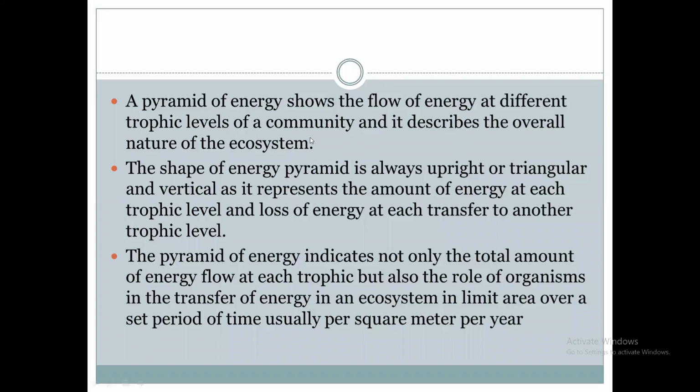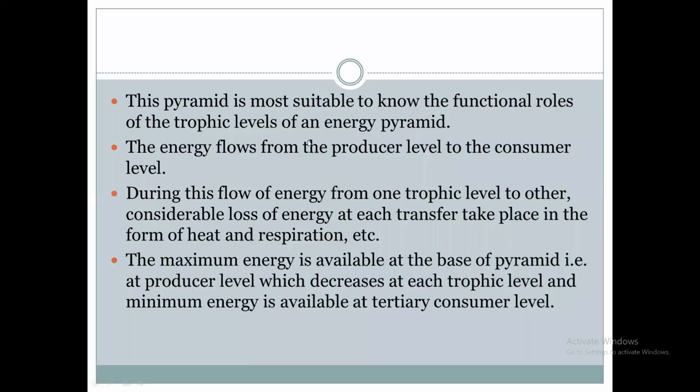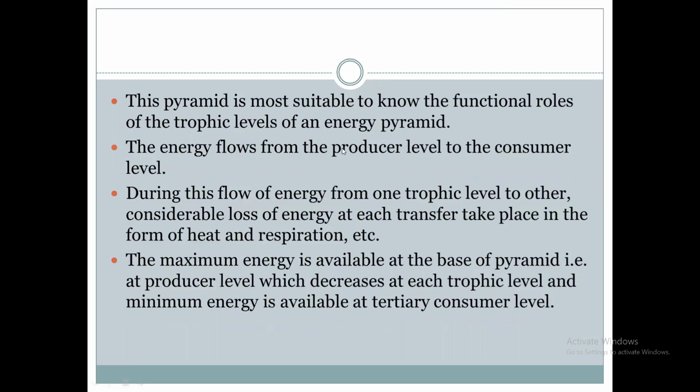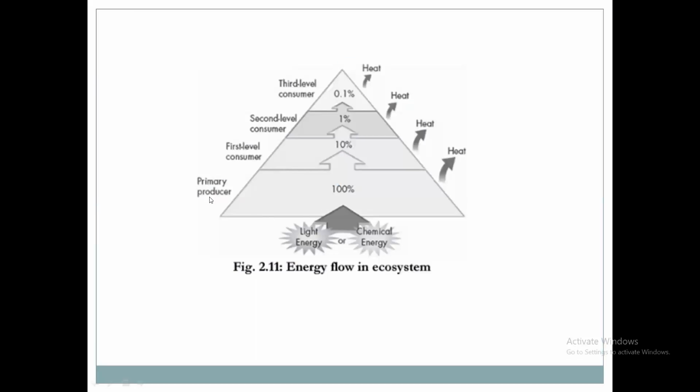Pyramid of energy: we show the flow of energy from one system to another system, from various trophic levels. How this flow of energy occurs. This describes the overall nature of the ecosystem. The energy flow is shown here, from the primary producer. The different types of ecosystem. It is just like a pyramid.